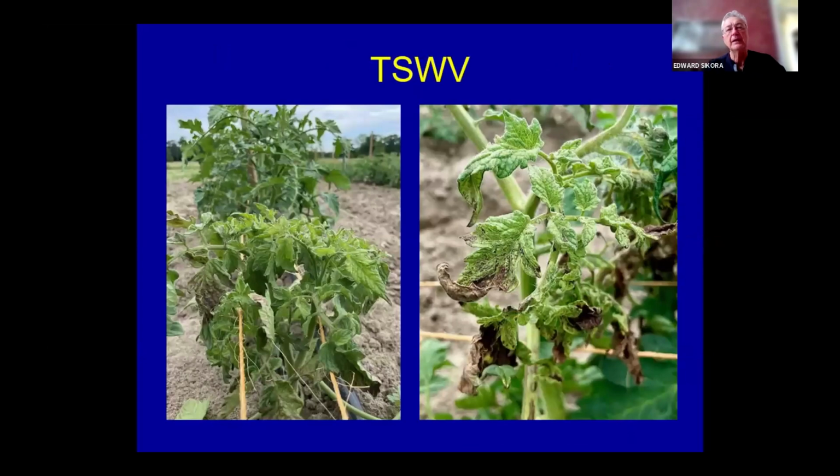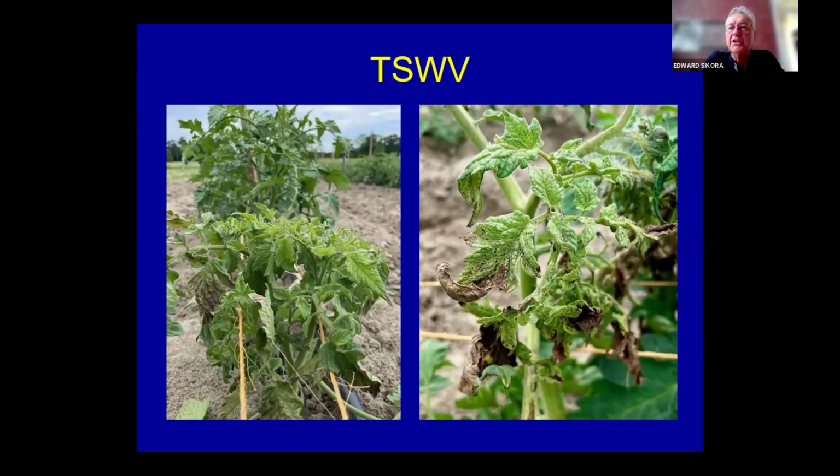So here you can see the stunting of the plants on the left. This is in Dothan, Alabama, I believe, or Headland. You can see a plant stunted and also that yellow discoloration of the leaves there on both those plants. And also you get shortened internodes.